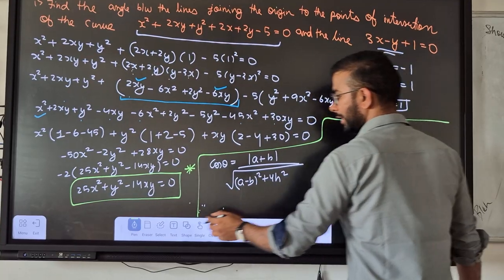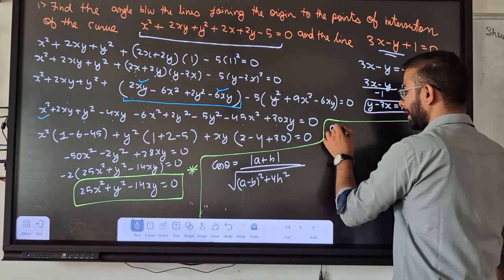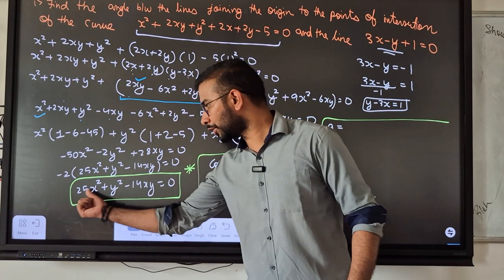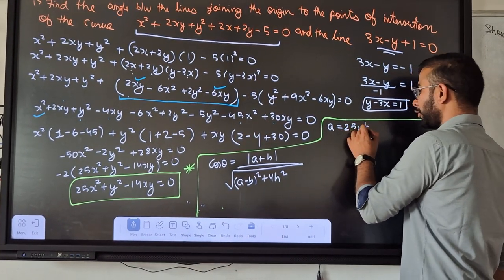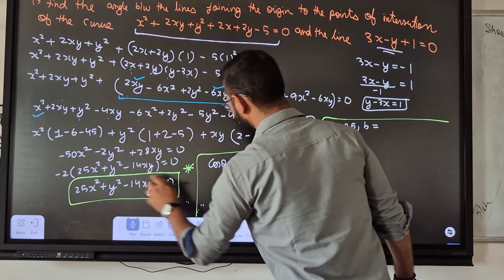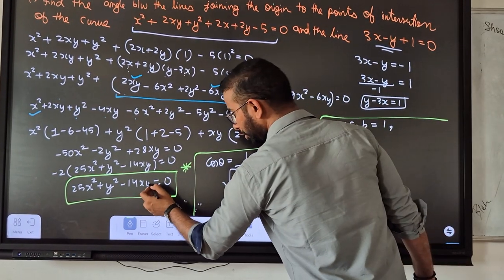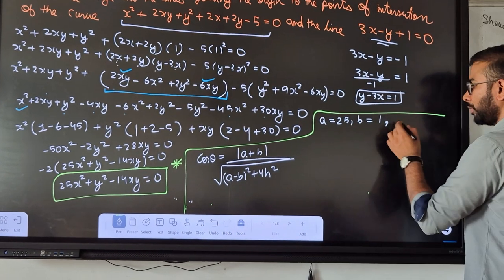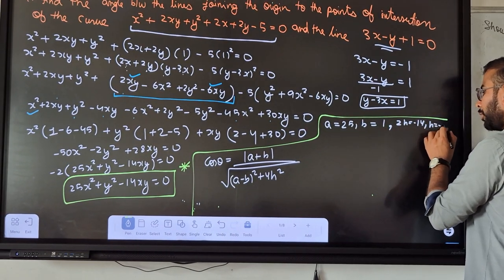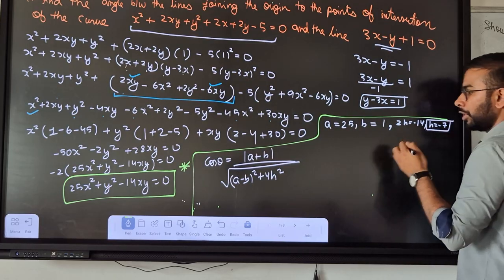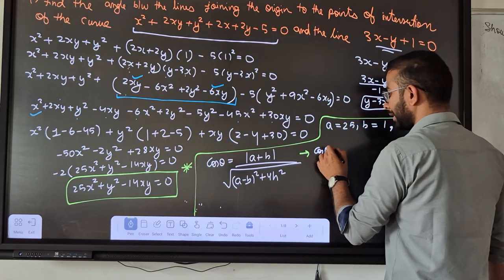So if we see a, b, h, let's find out a. a is nothing but coefficient of x square. What is coefficient of x square, guys? 25. b is coefficient of y square, which is coming out to be 1. Now h is, interestingly, whatever coefficient of xy is there, now it is called 2h. So 2h is minus 14. What is h coming out to be? Minus 7.